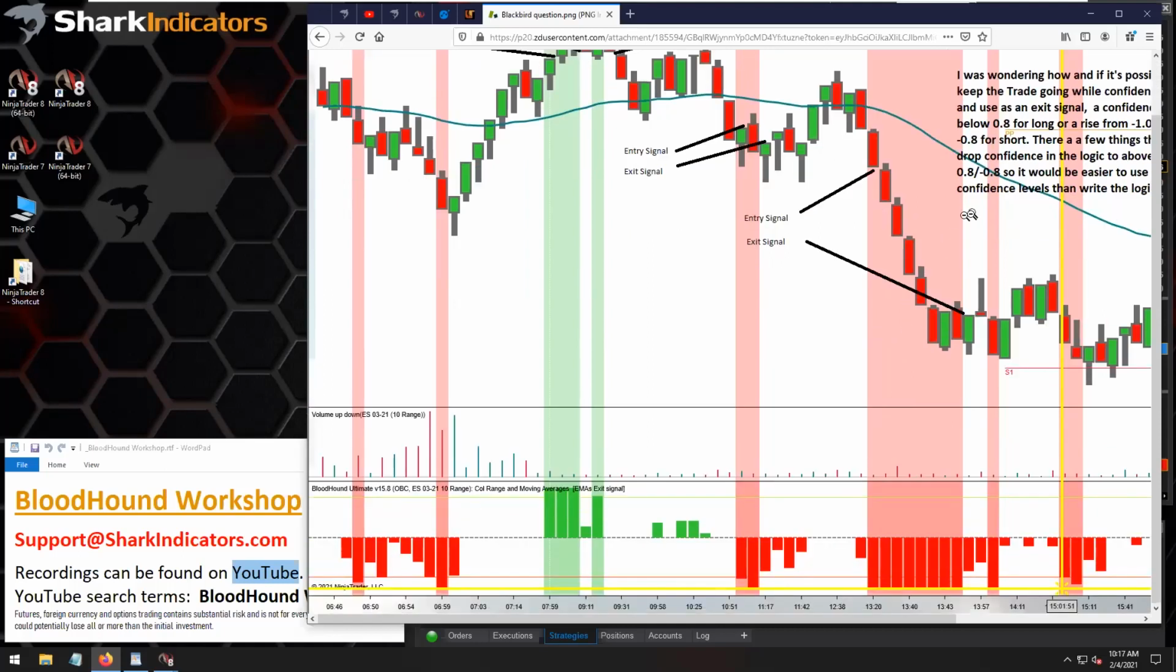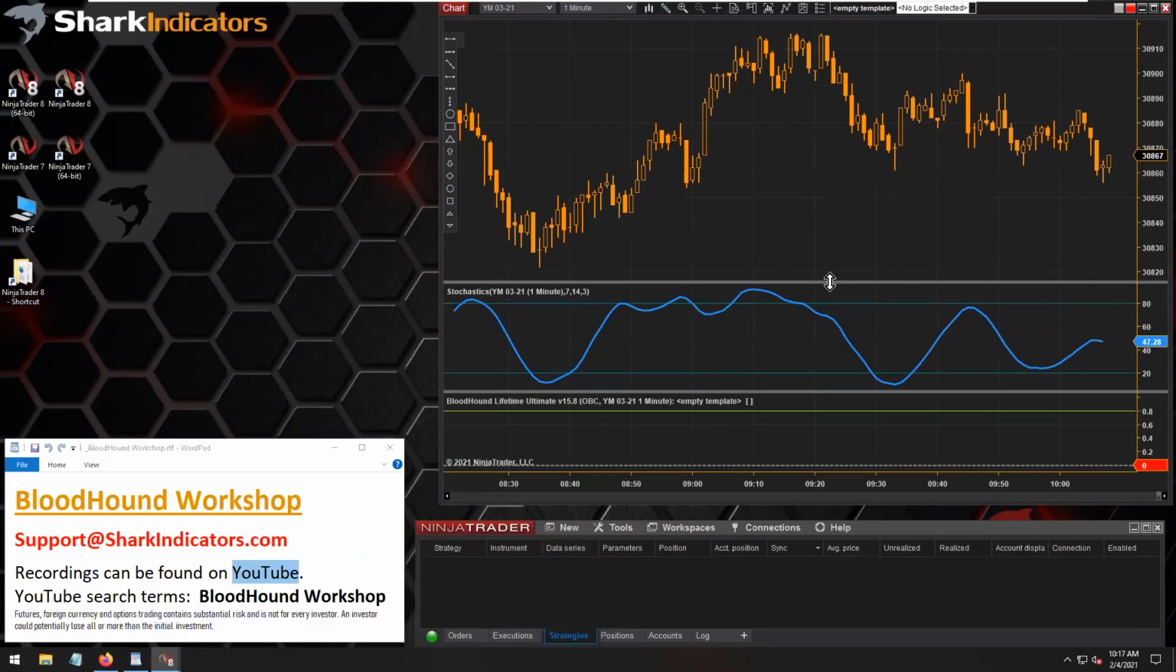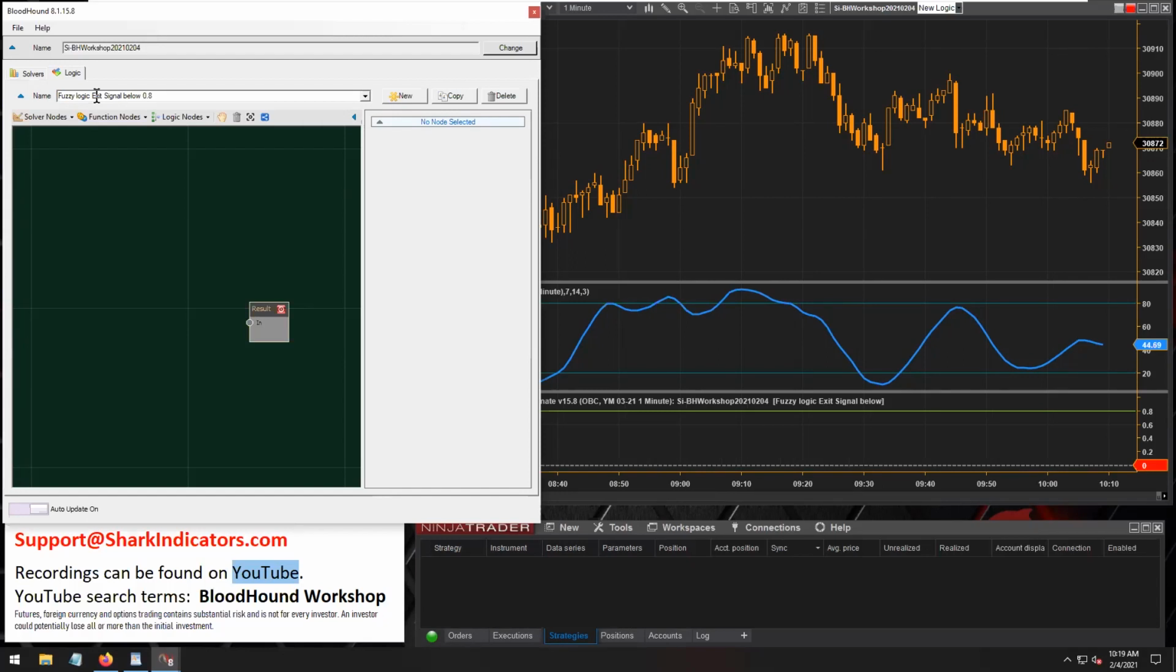So, all right. First thing I need to do is generate some entry signals that are similar to what we saw in that image. And I'm just going to use those stochastics here. This will make sense in just a moment. But let's get BloodHound open. Click on the logic tab here so we can start working on the logic board. Hit the new button there. And let's see, what should we call this? All right, something like that.